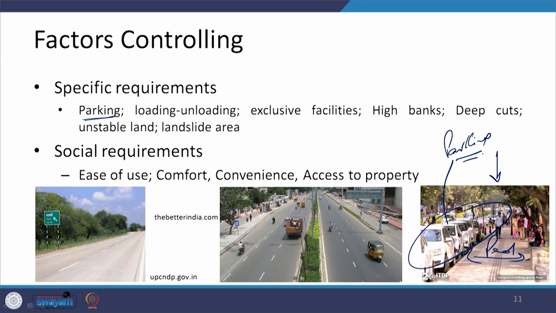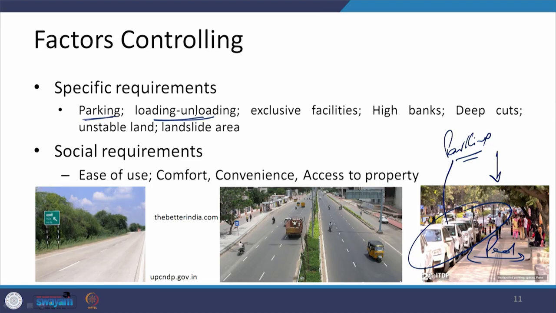So, this space is being dedicated. If you take this space, it comes out to be something like 2.5 meters or 3 meters. This 2.5 or 3 meters adds to the overall space which otherwise is required for the movement of traffic. There may be a possibility of loading and unloading. This loading and unloading can be in terms of freight, or in terms of passengers. So, we may talk about passengers, we may talk about the goods being transported.